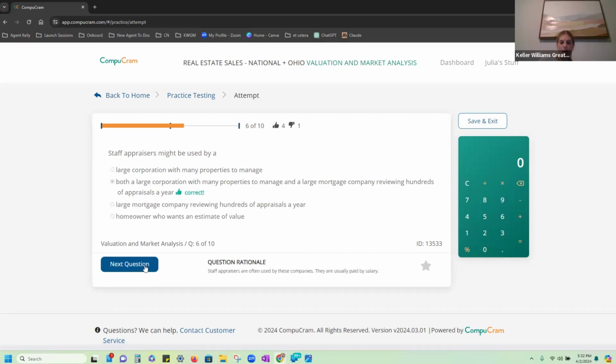B, and that is correct. Good job. So both the large corporation and large mortgage company, aka lenders, often have staff appraisers.